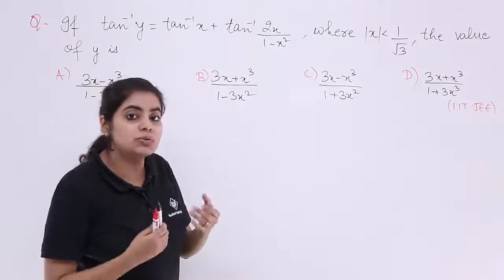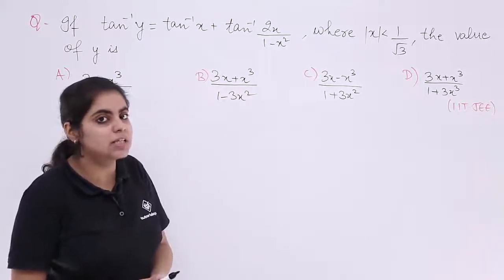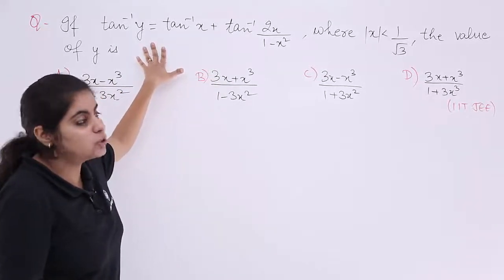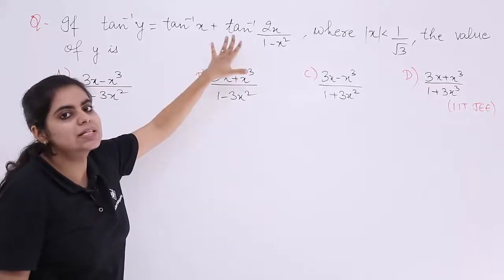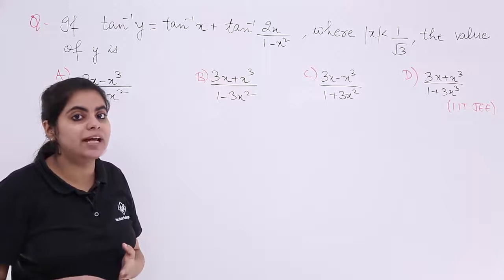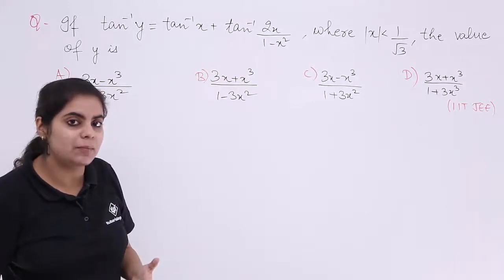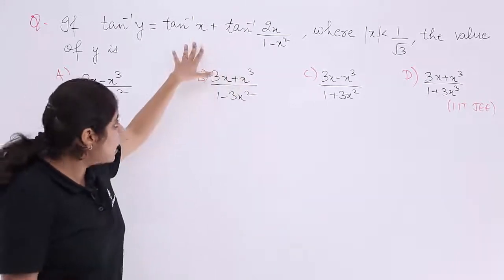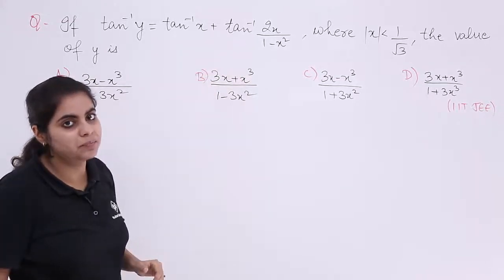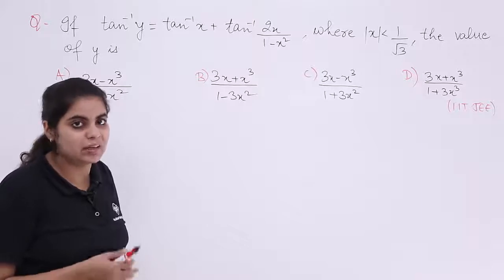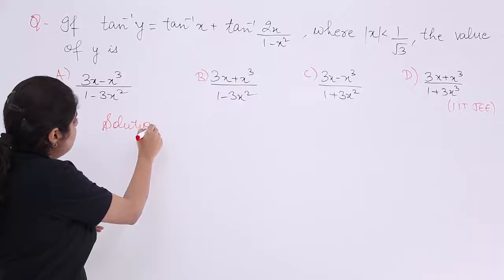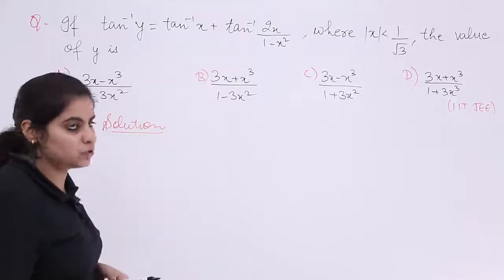Now, how to do this question? How to get started with the solution? We have tan inverse y is equal to tan inverse the first thing plus tan inverse the second thing. And we also know a formula of tan inverse x plus tan inverse y. So that means we can apply the formula of tan inverse x plus tan inverse y to the right hand side. This is what we will be doing. Let's write the heading as solution and let's get started with the solution.